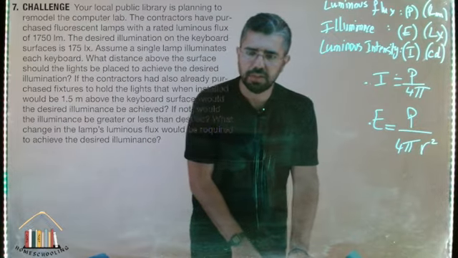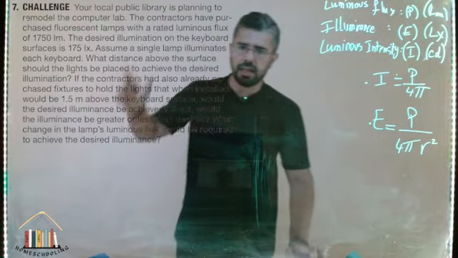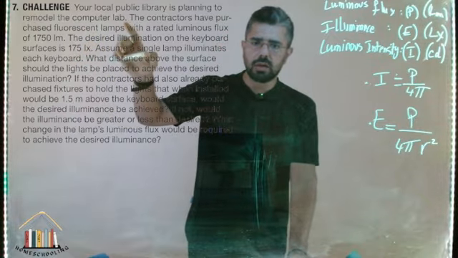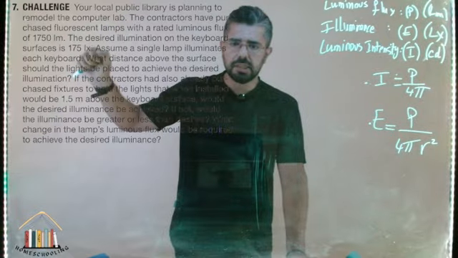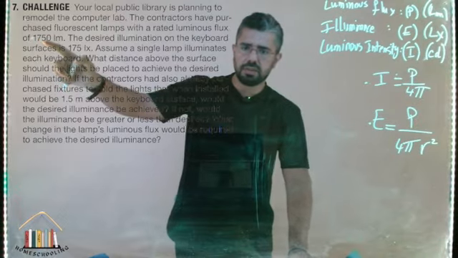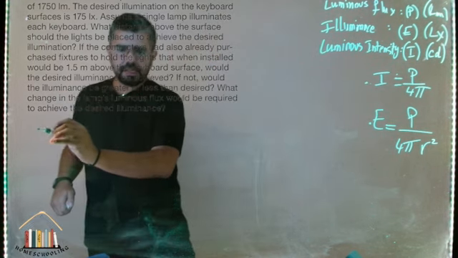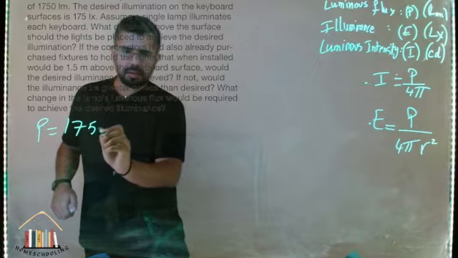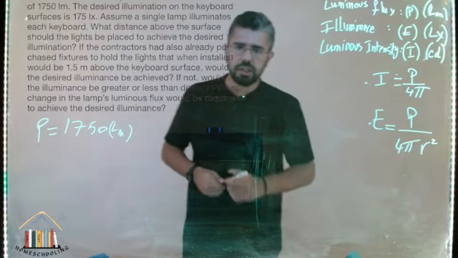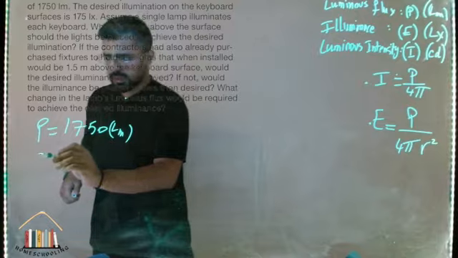All right, with question number 7 now. It's close to question number 6. We have a local public library planning to remodel the computer lab. The contractors have purchased a fluorescent light with a rated luminous flux of 1750 lumens. So let's write the given. So the P in this case is 1750 lumens. Okay, the desired illumination on the keyboard is 175 lux. E is also the desired.